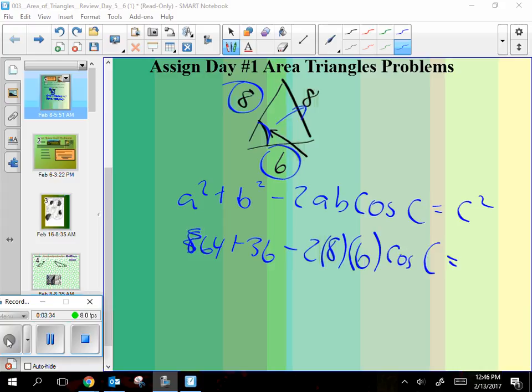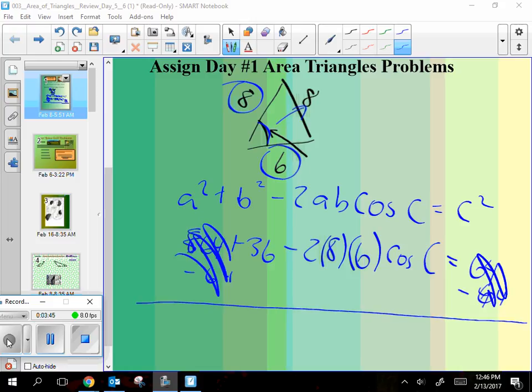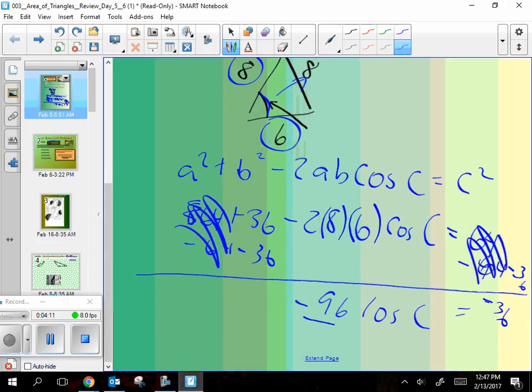That's the c, and that's 64. Now, I'm going to choose to subtract 64 first. I know some of you wouldn't have, but I just did that because they're sitting out there, and I cancel both of them with one shot. And then I'm going to subtract 36 from both sides, and now I'll have a negative 36 over here. And now I will have negative, let me see, 12 times 8 is 96, is that right? Cosine C. And then I have to divide by negative 96 on both sides.